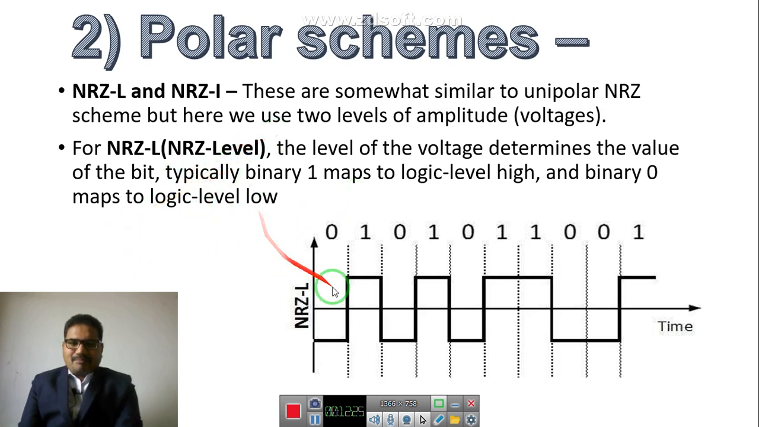Typically binary 1 maps to logical level high, and binary 0 maps to logical level 0. So you can see on this screen that bit 0 is represented by negative voltage, whereas bit 1 is represented by positive voltage. Again, the next bit is 0, so it has a negative voltage. Then after that 1 is positive voltage, again negative voltage, and continuous 1s are represented by positive voltage. After that, double 0 is represented by negative voltage. So it is about NRZ. NRZ means non-return to 0. It doesn't come to 0 at the middle of the bit.